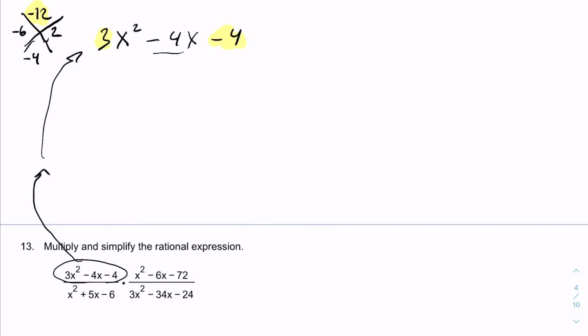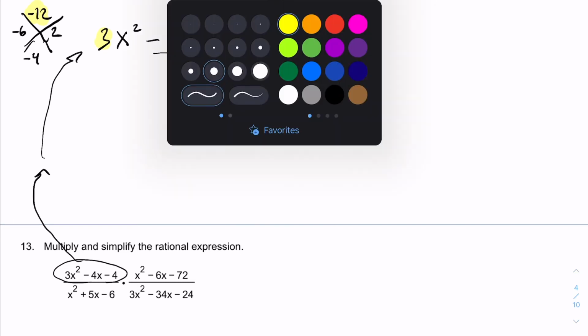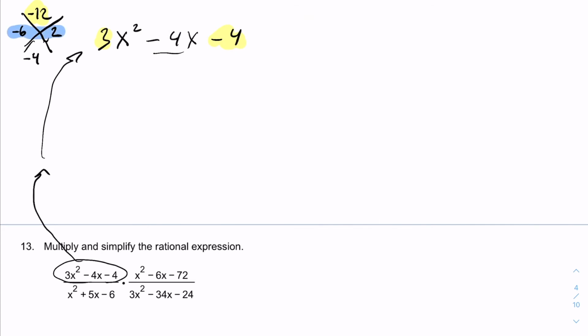Okay, so now we're going to take those two numbers. And why are we going through all this extra work? Well, because we have to, because of that 3 right there, right? That's causing us to have to go do all of this extra stuff. We're going to replace the blue negative 6 and 2 with the negative 4x. So we're now going to have negative 6x plus 2x minus 4.